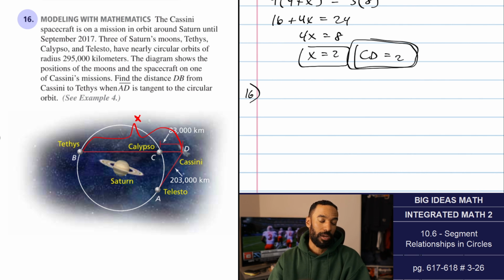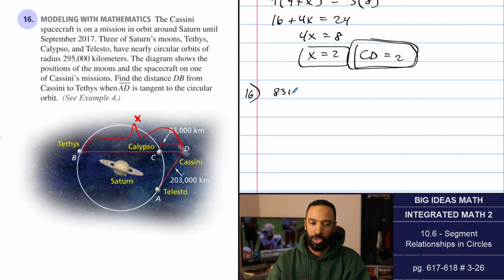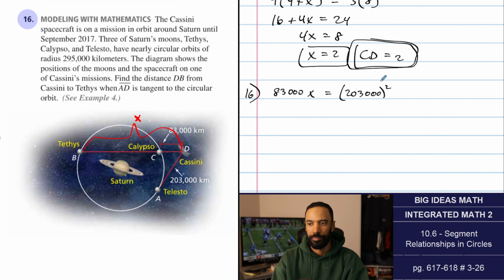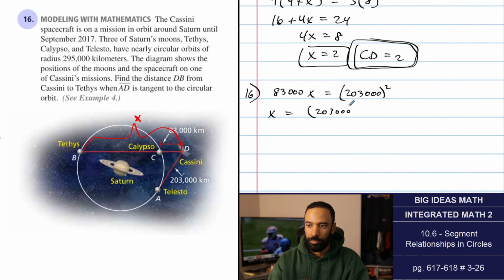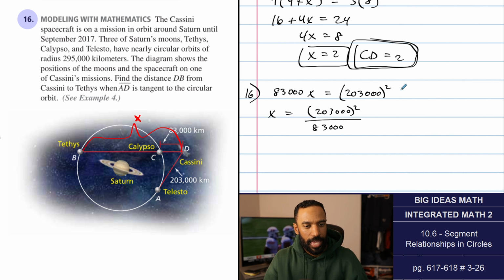These are big numbers, that's the only problem. But we can do outside, 83,000 kilometers, times the whole, which is X. I don't really need parentheses for that. Outside times whole equals outside times whole. This is 203,000 times 203,000, so 203,000 squared. Honestly, I'm just going to divide this stuff. I'll find a calculator. I have my phone. So this squared divided by that, and I think that gets me what I need.